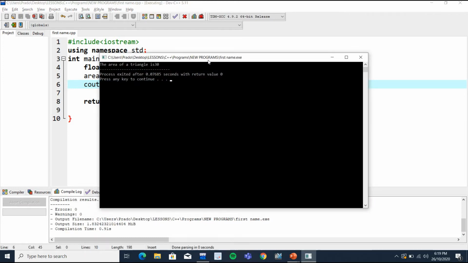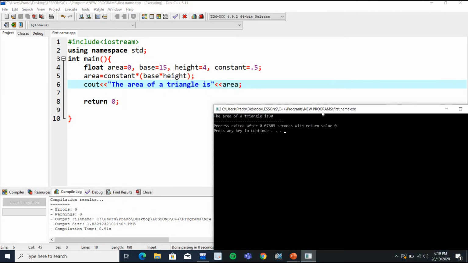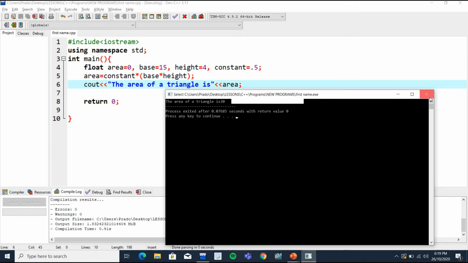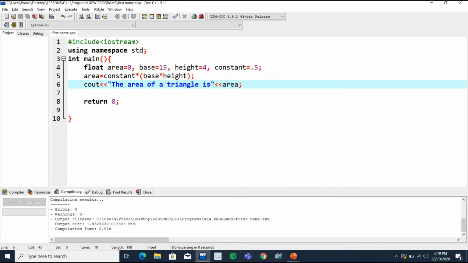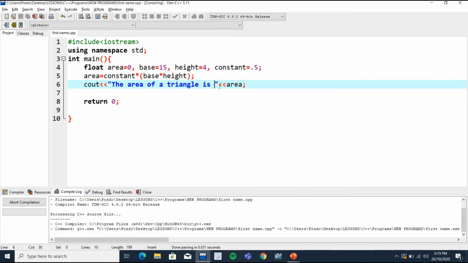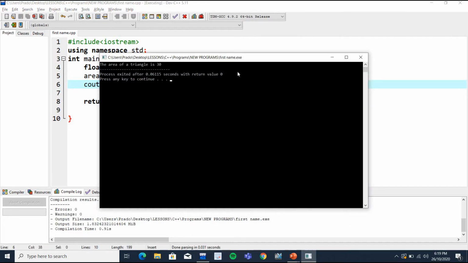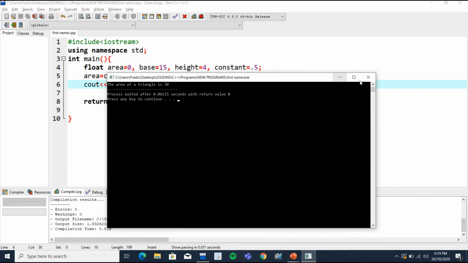So the area of a triangle is 30. So lagyan lang natin ng space before yung 30 para mas okay siyang basahin. So space dito po sa after ng is. So F11. So ayan na po yung pinaka program po natin.